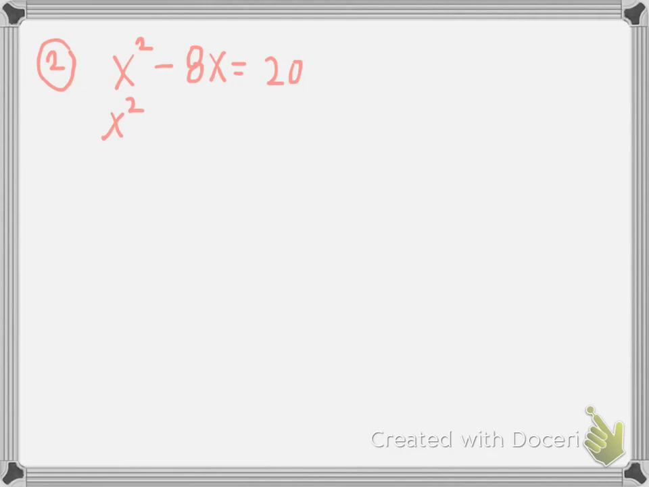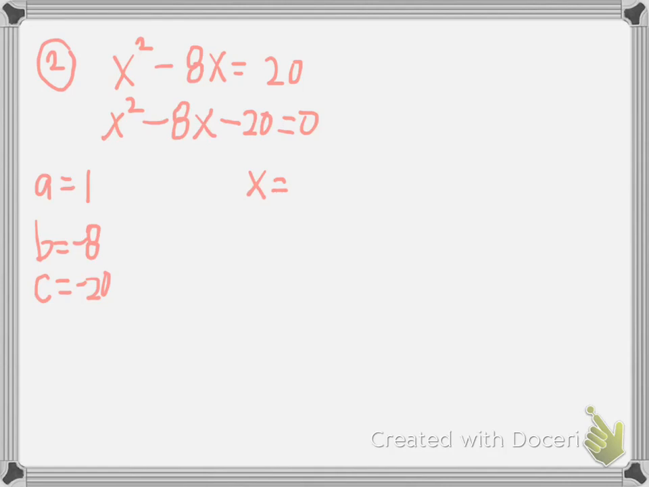And when I subtract it, I'm going to put it in standard form, so it's going to be at the end here. It's my constant. So my A is going to be a 1, my B is going to be a negative 8, and my C is going to be a negative 20.